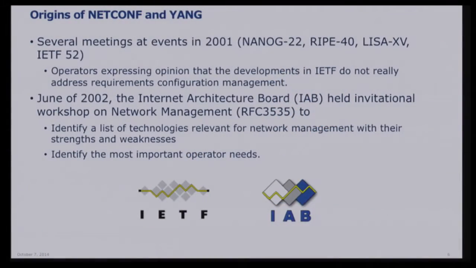So there were several meetings. Actually, the IETF created a bit of a roadshow and went to several meetings, including NANOG 22, RIPE 40, and a couple of others like LISA, to talk to service providers and people in the know about the requirements for such a protocol, for what could become a useful protocol for programmatically changing the configuration of network elements in distributed networks. And they then held a workshop in the middle of 2002.